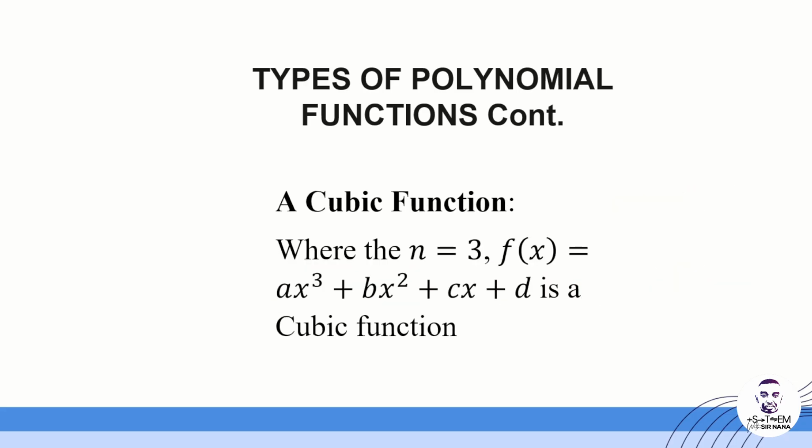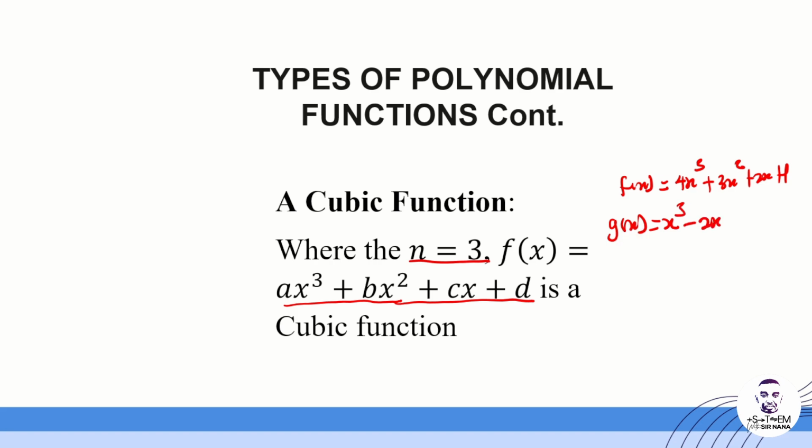We can also have a cubic function, and with cubic function, n is equal to 3. So when n is equal to 3, we get a function f of x equal to ax cubed plus bx squared plus cx plus d. So for instance, we can have f of x equal to 4x cubed plus 3x squared plus 2x plus 1, right? This is a cubic function. Or we could also have g of x equal to x cubed minus 2x squared plus 6. Once the highest power of the x is 3, then it means that we have a cubic function, right?